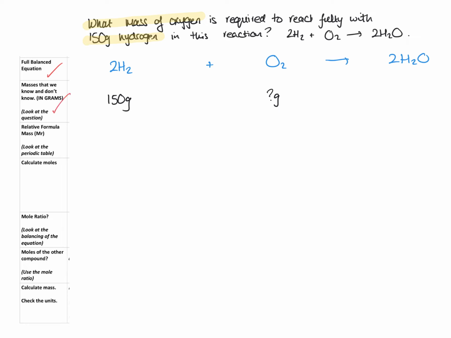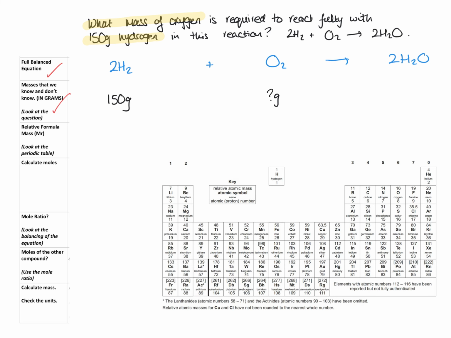So the next step is to use the periodic table to calculate the relative atomic mass or relative formula mass. So let's grab a periodic table. All right, so the chemicals that we're interested in are hydrogen and oxygen. It's not given us any information about the water, so we don't really care about the water. So the hydrogen, we're going to use the mass here, and the oxygen, we're going to use the mass here. The key tells us that the relative atomic mass or relative formula mass is taken by using these numbers at the top. So we're going to use the 1 and the 16 to calculate the relative atomic mass or relative formula mass.